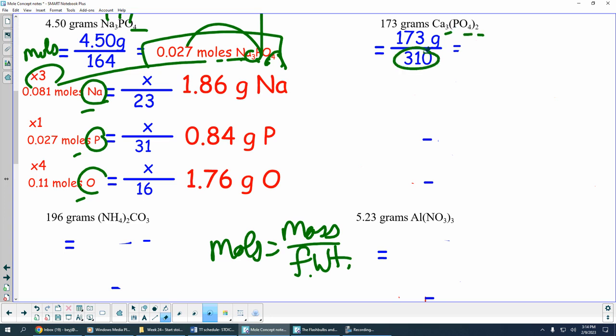In your calculator, you're going to take 1.73 and divide it by 310, and you're going to get 0.56 moles of calcium phosphate, Ca3(PO4)2.